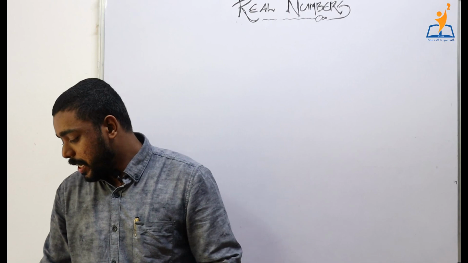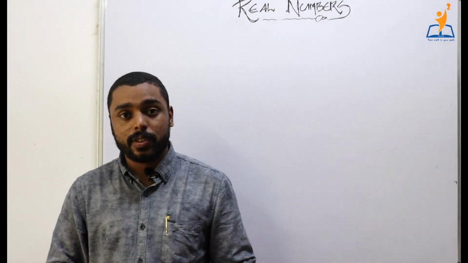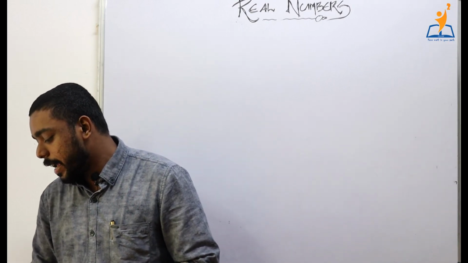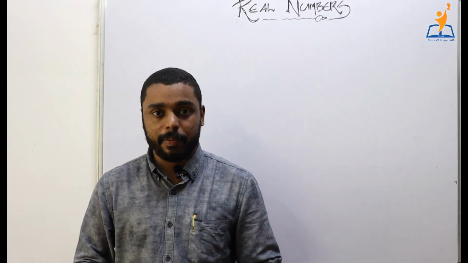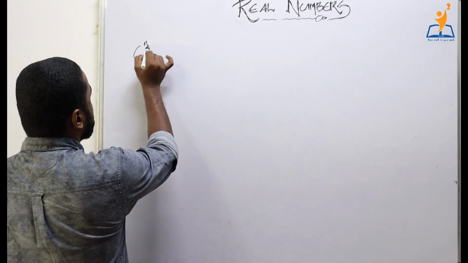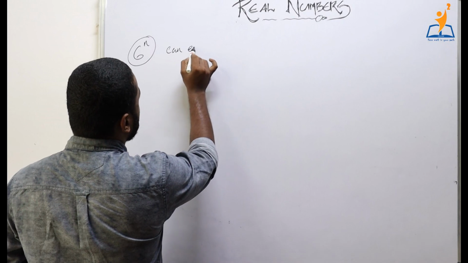The fifth question of exercise 1.2: check whether 6 raised to n can end with the digit 0 for any natural number n. So the question is, we should check whether 6 raised to n can end with the digit 0.